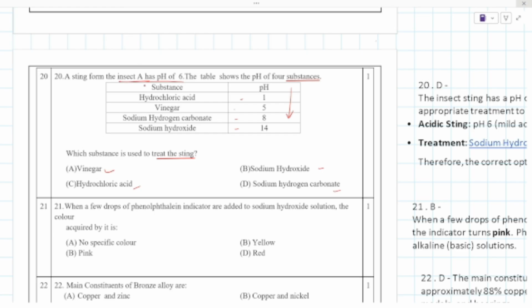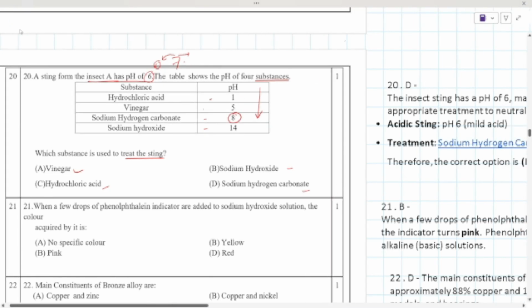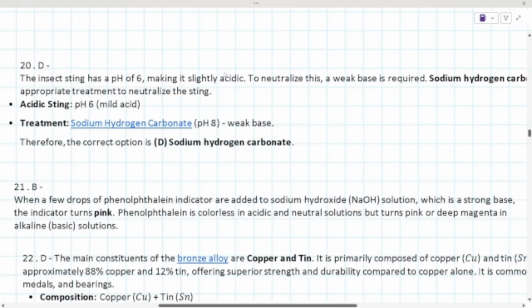As here the insect sting has a pH of 6, right? The neutral pH is 7. Here it is one less, that is 6. So we just need to make it neutral. We can take the base which is nearest to 7. So from the table it is clear. Now let's see the explanation.